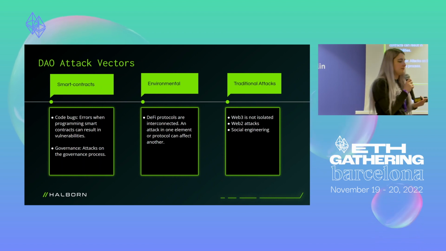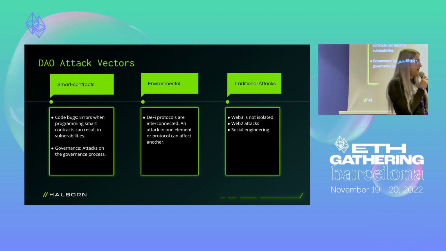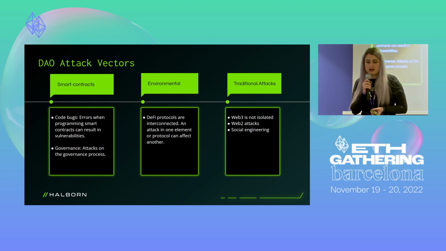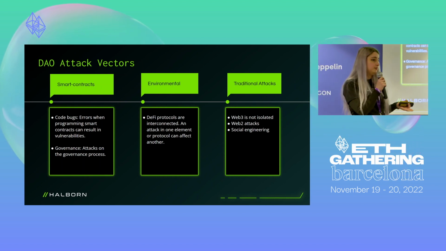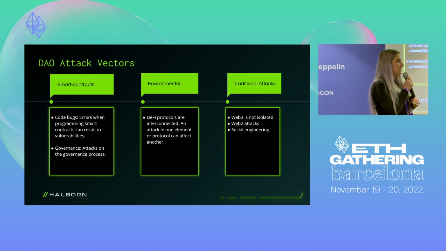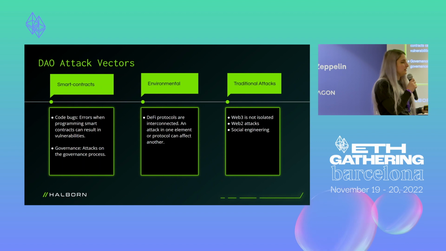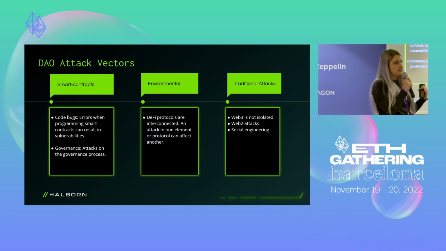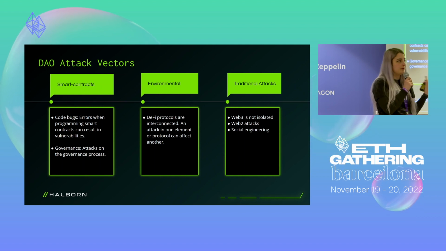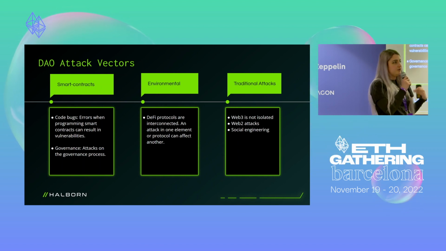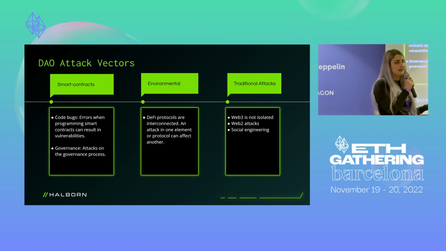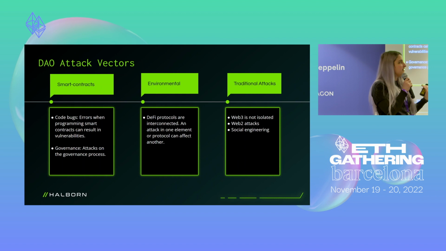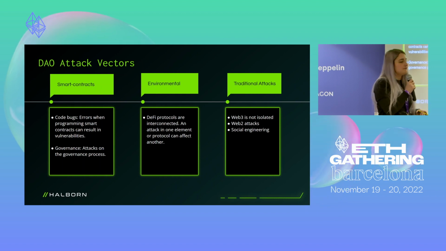Then we have the environmental attacks. As you know, DeFi protocols are not isolated, so they interact with each other, and an attack on one protocol can actually lead to a vulnerability in another one. And then we have the traditional attacks. Usually to interact with the blockchain, we use a web application, and the humans have the keys, so there is the possibility of key theft, phishing attacks, social engineering, and I think that's something we can leave behind.